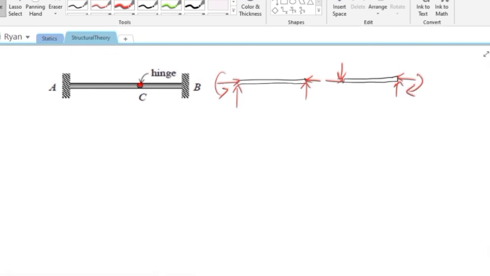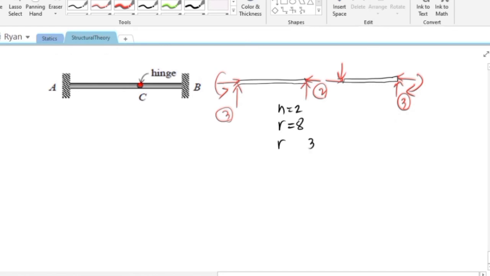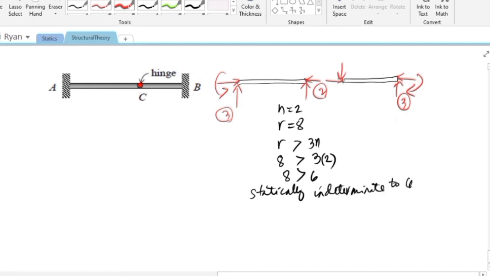So for the number of members, we have n is equal to 2, and the reactions, meron tayong tatlo dito, we have 2 here, and we have 3 here. So we have a total of 8 reactions. So checking for the relationship of R to 3n, R is equal to 8. So this is 3 times 2, 8, and this is 6. So 8 is greater than 6 by 2. So meaning this is statically indeterminate to the second degree because 8 minus 6 is equal to 2.